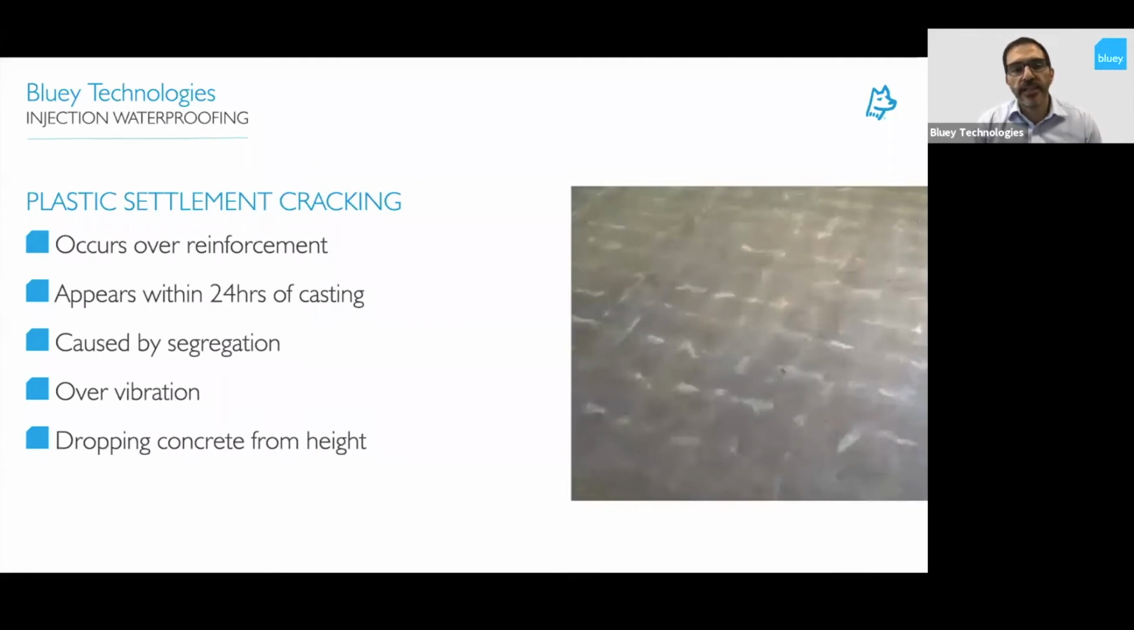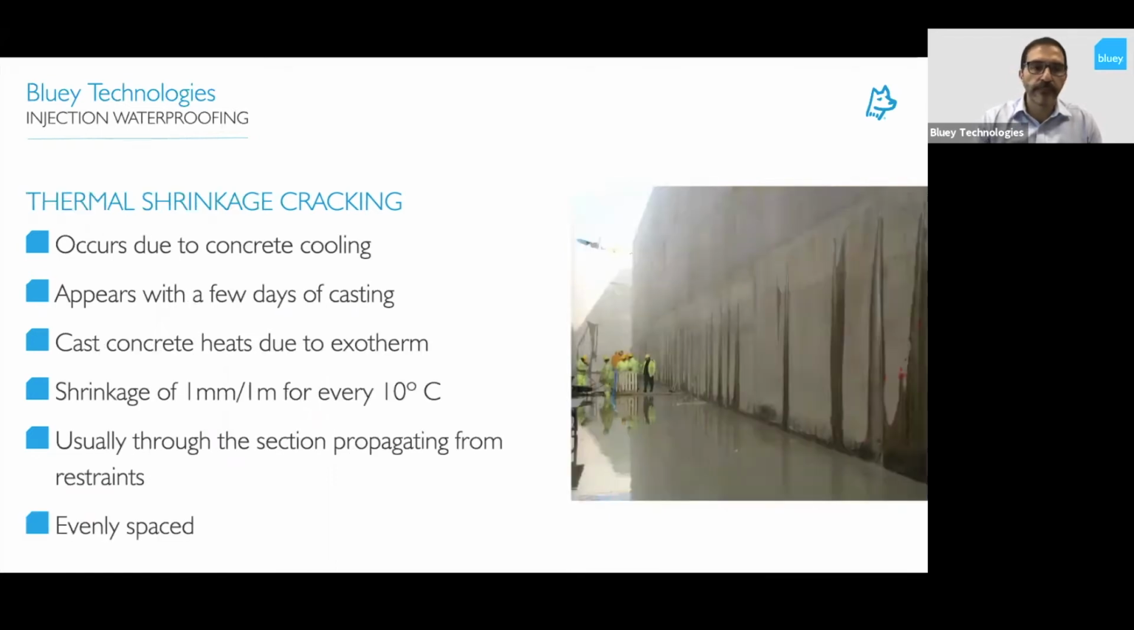Plastic settlement cracking. These occur over the top of the reinforcement. They appear within the first 24 hours of casting, and it's usually caused by segregation. That's when the aggregate falls to the bottom of the section and it's separated from the cement paste over the top. That can occur because you're dropping the concrete from a height or because of over vibration of the concrete.